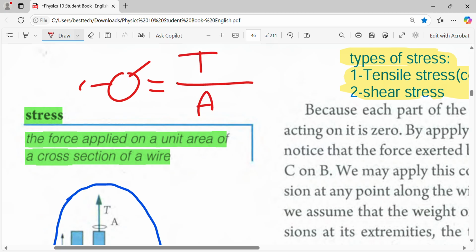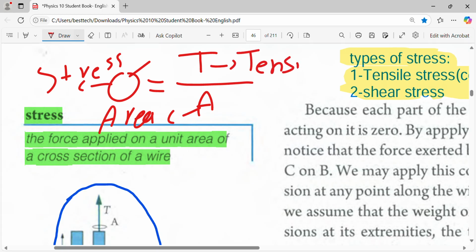So this is called stress, and this A is called area, and this T is called tension. Guys, this rule is so important because you will have examples to solve with calculation. So this is stress, that one is area, the other is tension. So stress is equal to tension over area, the relation between tension and area.